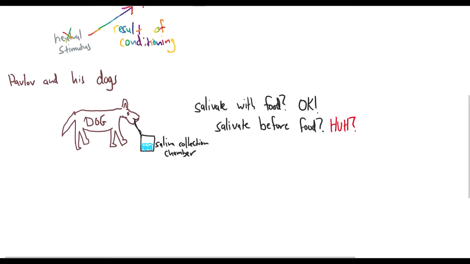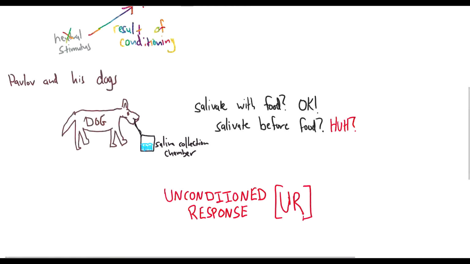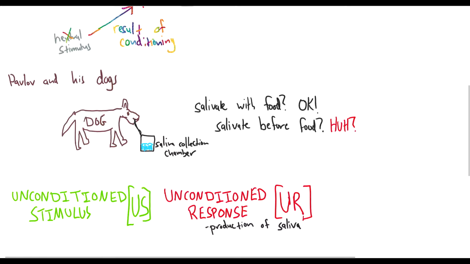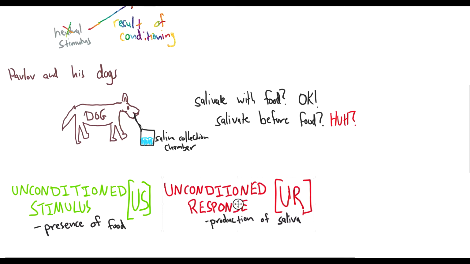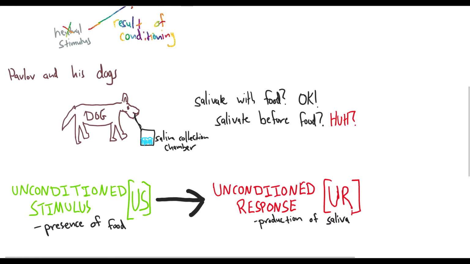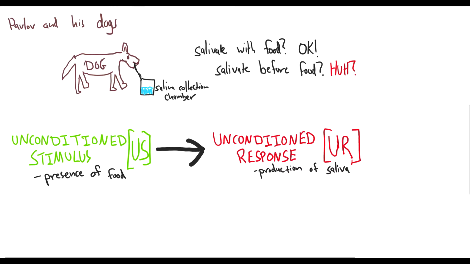So let's talk through what's going on here in this classical conditioning framework. We start before conditioning happens, and we have the unconditioned response, and we abbreviate this as UR. And in this case, the unconditioned response is the production of saliva. It's an automatic behavior, it's not learned, and it results from the presentation of an unconditioned stimulus, in this case, the presence of food. So we have food as our US, our unconditioned stimulus, and this produces the unconditioned response, or the production of saliva. And this is what's going on before learning, before our conditioning process.